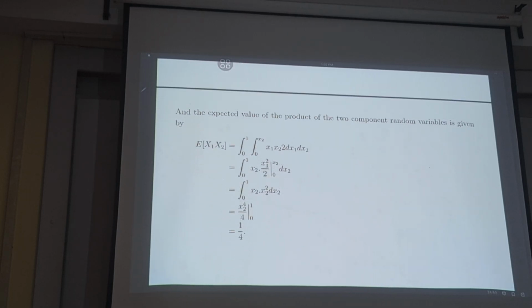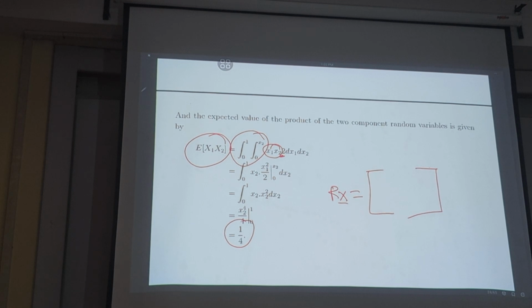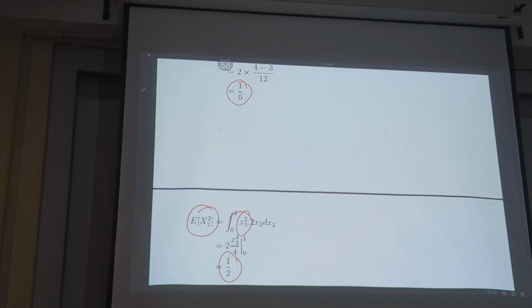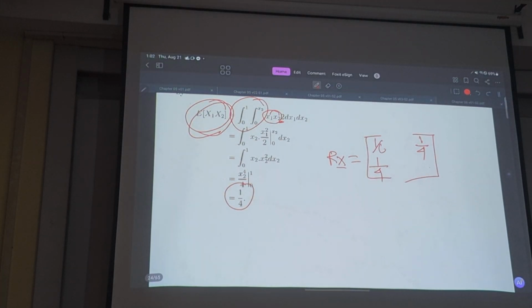And then what do we need? The correlation of x1 and x2. The correlation of x1 and x2 is found by multiplying the joint PDF and integrating over the limits, and we get 1/4. So what will Rx be? A matrix. What is the matrix? 1/4 will be here, 1/4 will be here. This one is half, and 1/6. 1/6 will be here, half will be here. Do you understand? Any covariance?